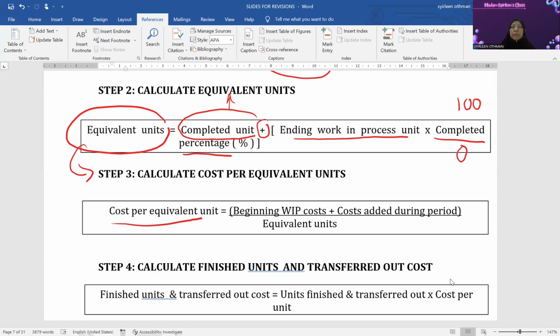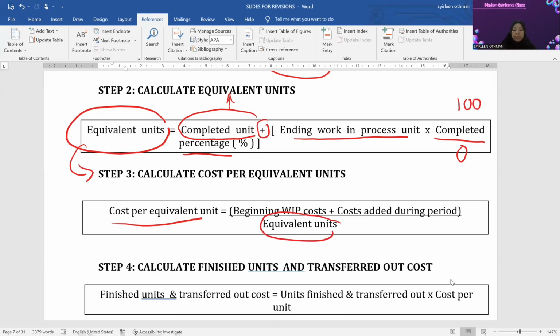So you can see in the question, sometimes they give current cost, sometimes they give cost added during the month, sometimes they give cost incurred during the month. Okay, so that means the item yang dia bagi tu ialah current cost. So cost semasa, cost sekarang, dan kita akan campurkan dengan baki kos yang ada untuk item tersebut. Kita campur dua tu, and then kita akan bahagi dengan equivalent unit yang kita dapat di step 2.